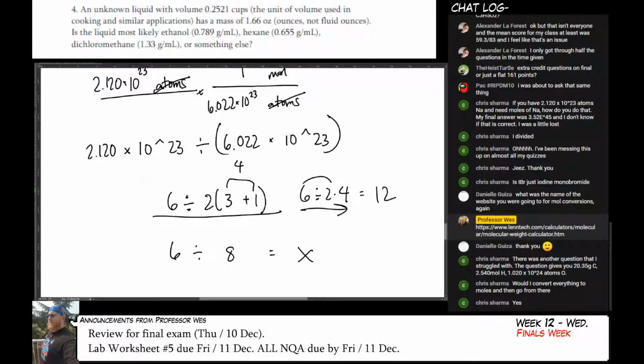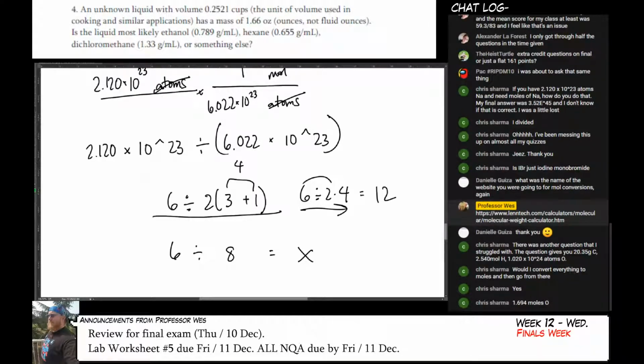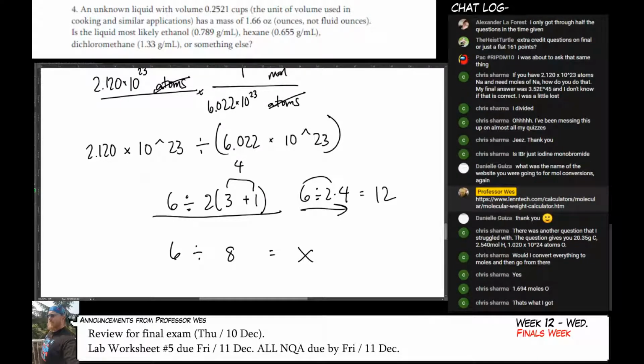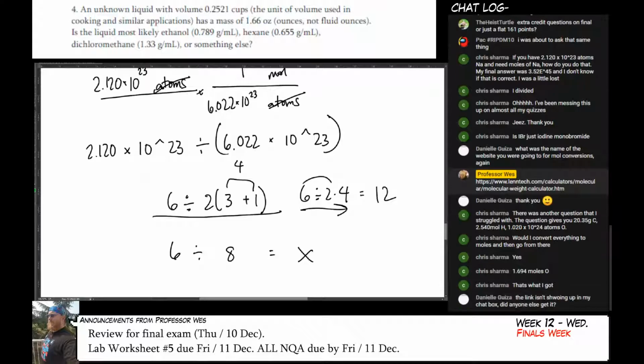So 20.35 grams of carbon would be like... that's probably like 1.5 moles or so. Maybe 1.75, something like that. 2.540 moles of H is just that. That many atoms of oxygen is like a little more than 1.5. Yeah, 1.6 something. There you go. And then you just make a ratio out of all of them.